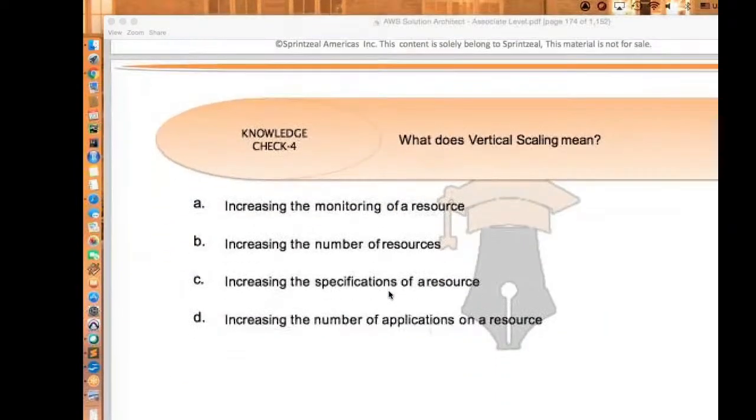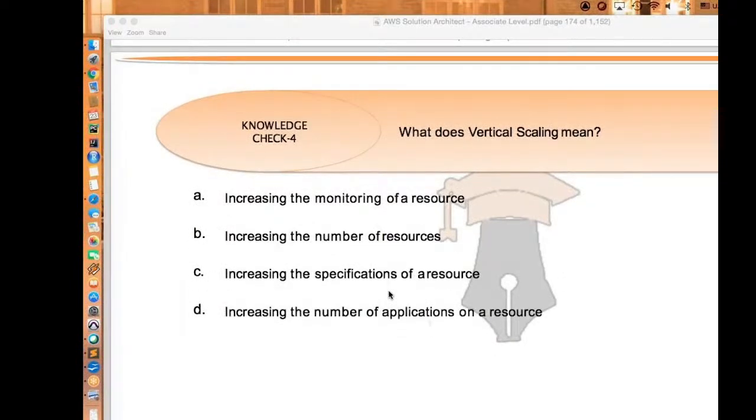Okay, the next question here is what does vertical scaling mean? Yesterday we talked about horizontal scaling and vertical scaling. So with that, would you be able to guess the answer here?